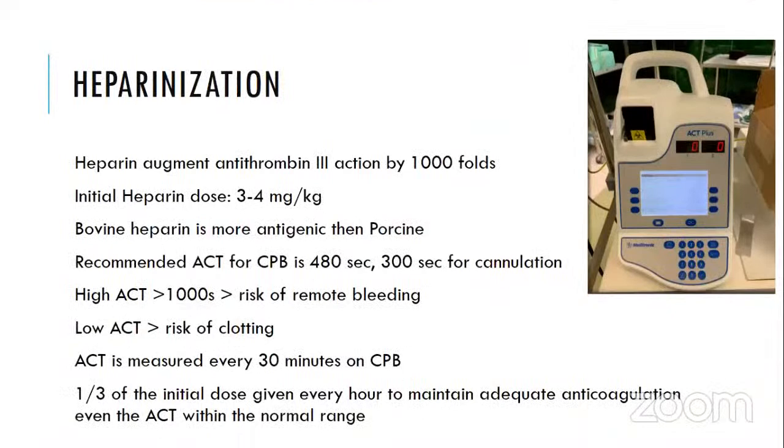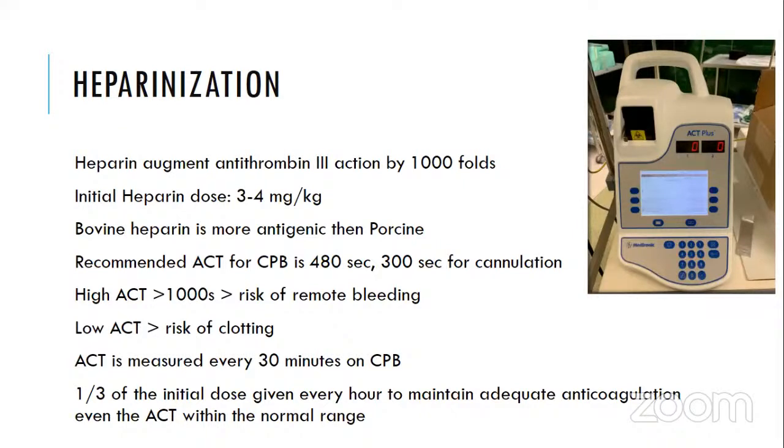Now coming to heparinization prior to bypass. Heparin augments antithrombin 3 by 1,000 fold. The initial heparin dose is 3 to 4 milligrams, or 300 to 400 international units, per kilogram. Bovine heparin is more antigenic than porcine.